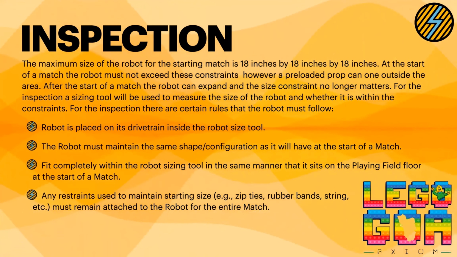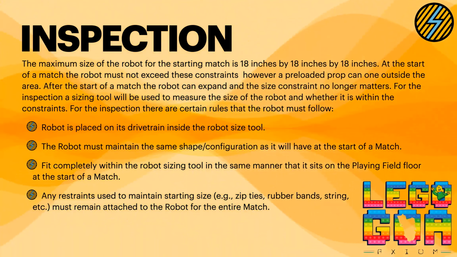Next, the inspection of the robot, because before every match, you inspect to see if your robot is within the size limits. For that, we use a sizing tool to measure it. For the inspection, there are certain rules which the robot must follow. The robot must be placed on its base plane, so basically the bottom of the robot. The robot must maintain the same shape that it would at the start of the match during inspection. It must fit completely within the robot sizing tool in the same manner that it sits in the playing field for the start of the match.